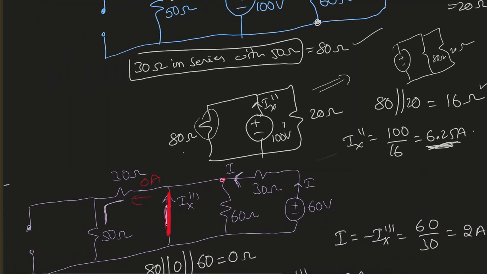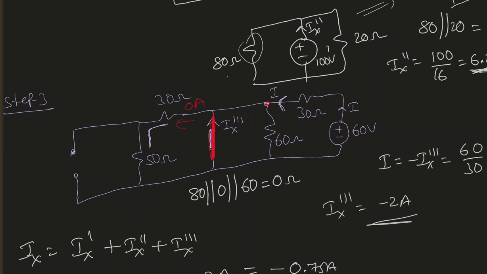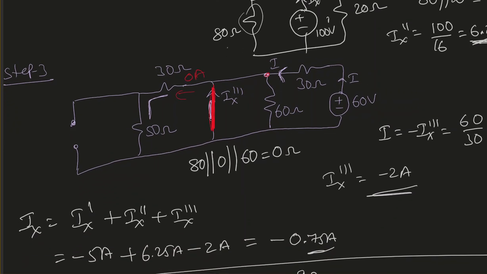Now, step 3, or part 3: I'm going to keep the 60 volt source here and replace all other independent sources with their internal resistance. So I'm replacing the current source with an open circuit and the voltage source with a short circuit. Now I'm going to call this current Ix triple prime.